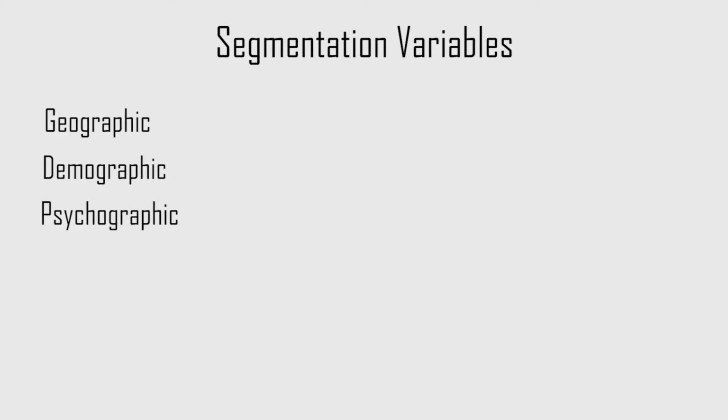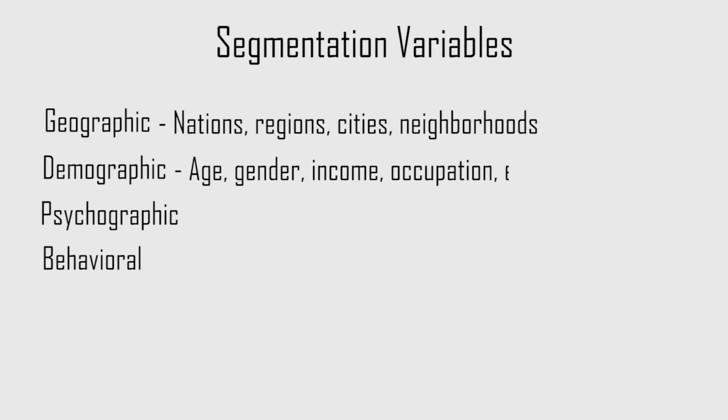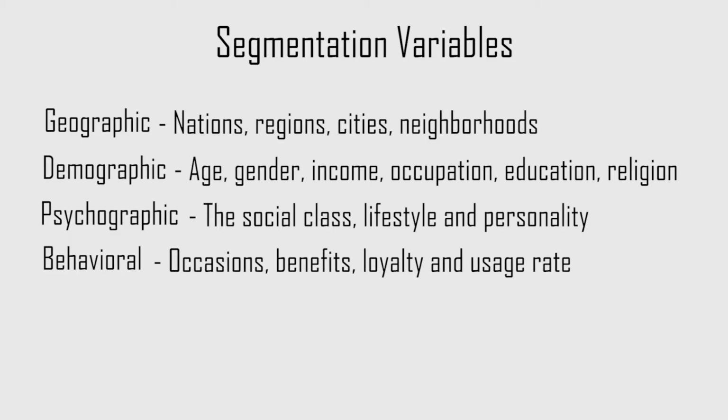Well, there are many variables that you can take into account when you want to segment or divide the market into smaller markets, but there are four main variables that are used mostly, and let's see them. These variables are geographic, demographic, psychographic, and behavioral. The first one refers to nations, regions, cities, neighborhoods, and so on. Demography means the age, the gender, the income, occupation, education, religion, and so on. Psychographic represents the social class, the lifestyle, and the personality. And the final one, behavioral, refers to the occasions, the benefits, the loyalty, and the usage rate.